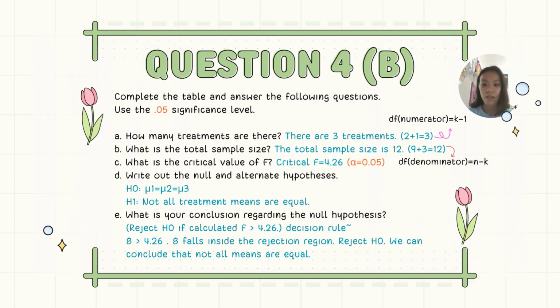And for D, write out the null and alternate hypotheses. Our H0 is mu1 equal to mu2 equal to mu3. And our H1, the alternate hypothesis, will be that not all treatment means are equal.